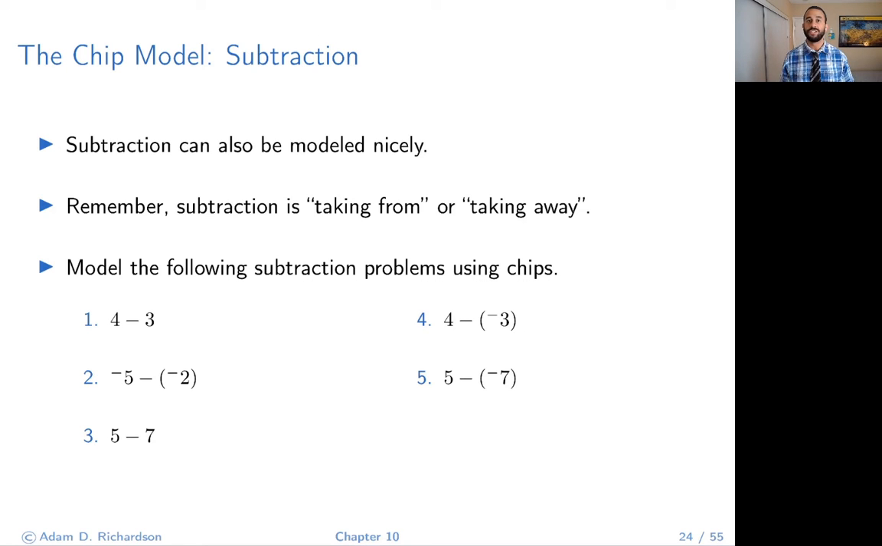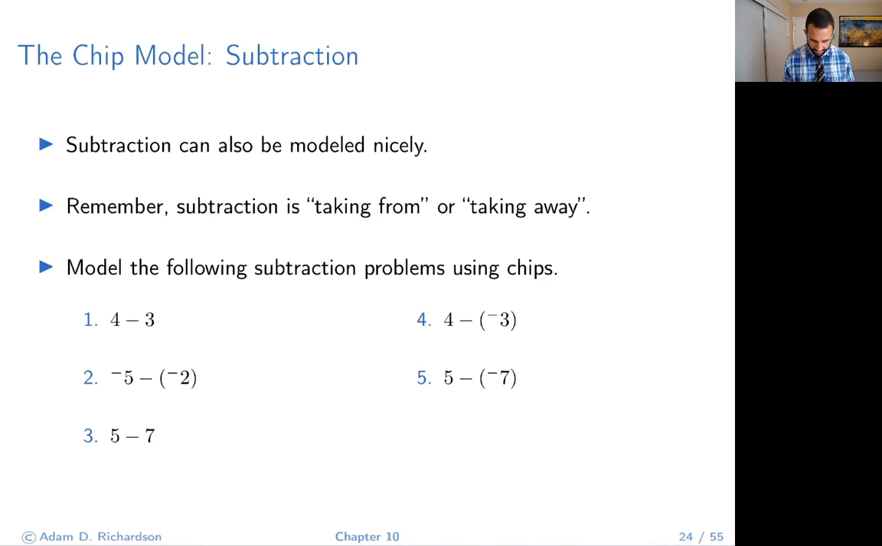Let's try to model these using chips. I'll use the charged field model just so I have a little more digital control over the pictures, and I'm going to use this highlighter. Okay, let's do 4 minus 3. That one's not too bad. I'm going to use green for positives: 1, 2, 3, 4. We've seen this before. If you want to take away 3, you take those out, and then what you're left with is just 1. Same idea, seen that before.